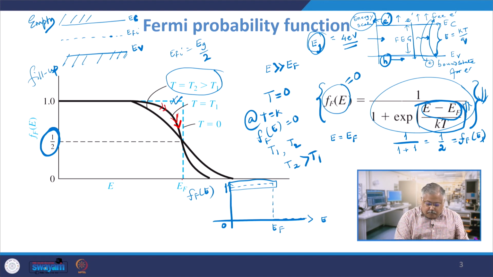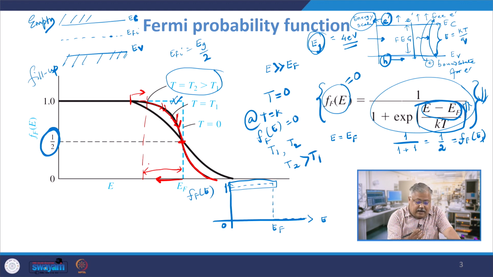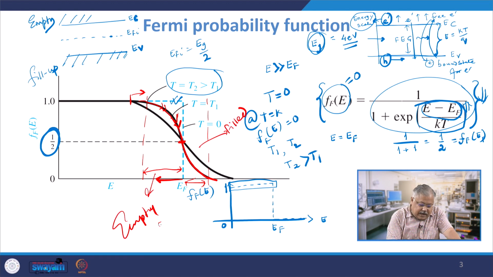If you go below EF, it was 1 till this point, but as it crosses this point of energy, the Fermi function goes down. The probability distribution function becomes this. It has to cross through half at EF. That is from an experimental point of view. But you see what has happened? If you look very carefully, these many states from here to here have been emptied, and what has filled up is from this to this. So this is filled up and this is empty at T equals T1.